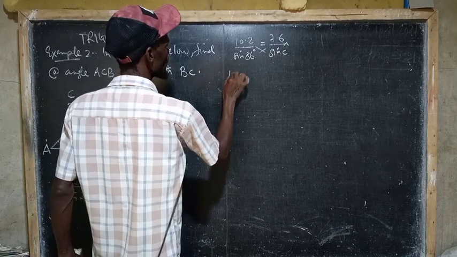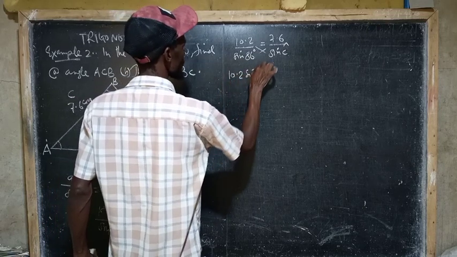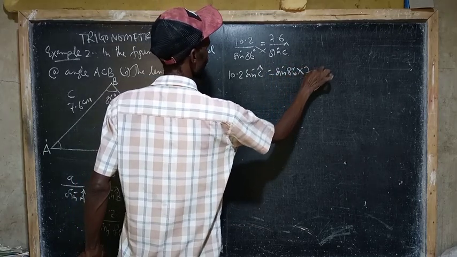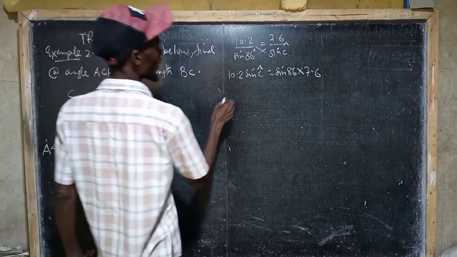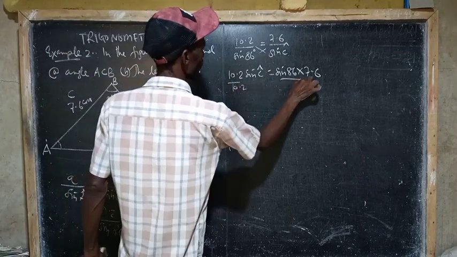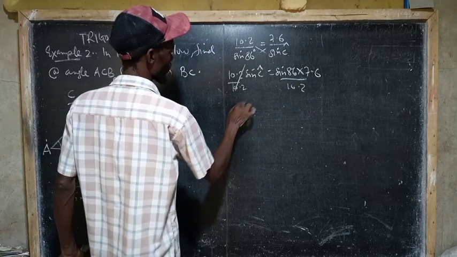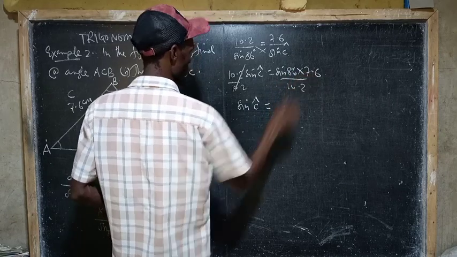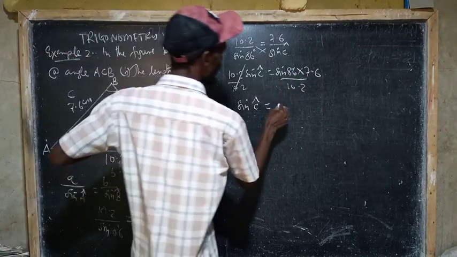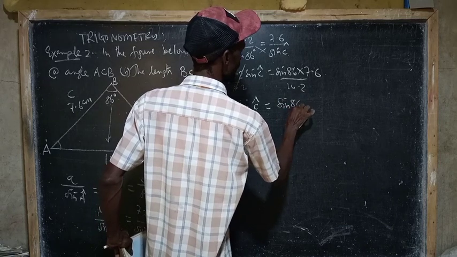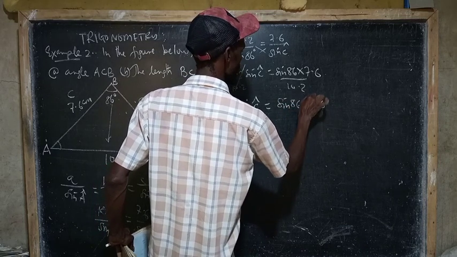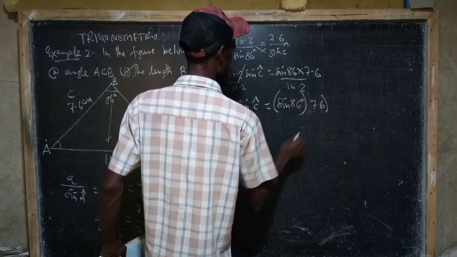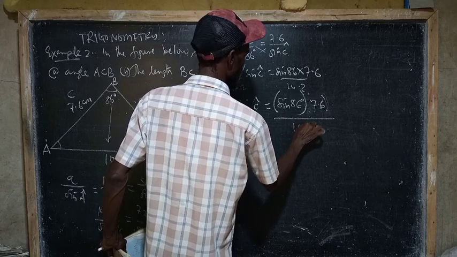We find it is 10.2 sine of an angle C is equal now to sine of 86 times 7.6. Therefore, here we divide by 10.2, we divide by 10.2. This cancels. So we have sine of an angle C is equal now to sine of this one times this one. Therefore, we'll be having sine of 86 times 7.6. This is what? After you have got this one, you multiply by this one. That is mathematically over 10.2.